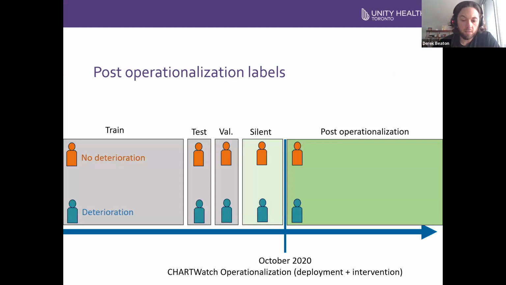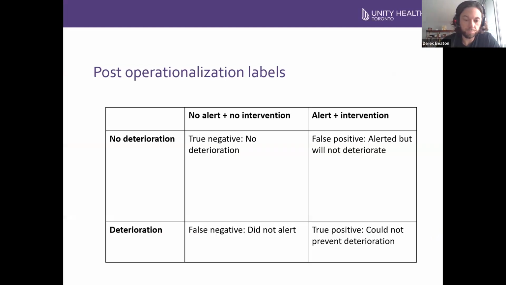When we take these data, we typically in model development and algorithm creation label our data in one way or another. And for CHARTWatch, we had deterioration versus no deterioration. But once we deploy something, this deployment comes with an alert. That alert is paired with an intervention. So when we have deterioration and no deterioration, or alert and no alert, we can think of these cases as a possible configuration of true and false, positives and negatives.